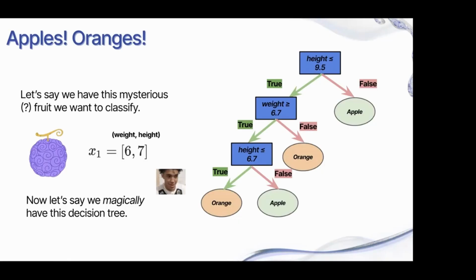So what is the fruit? Orange, yes. And how did you reach the conclusion of orange? Walk me through how you walk through the decision tree. The height is less than or equal to 9.5. Yep, so it's true. But the weight is false because 6 is less than 6.7. Yep, exactly. That is how you will walk through a decision tree.